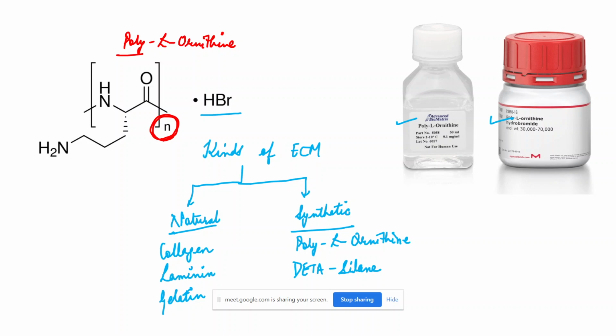Can both be used to coat laminin? Both meaning polyl ornithine and ornithine. No, just ornithine cannot be used for coating, because you need a matrix which is formed only by a polymer, and that is why we use either polylysine or polyornithine. You cannot obtain a matrix just by coating your plates with simple ornithine.